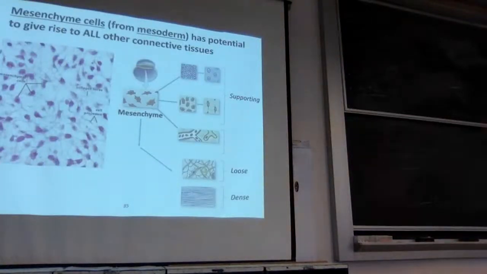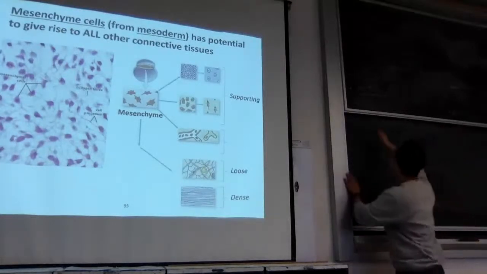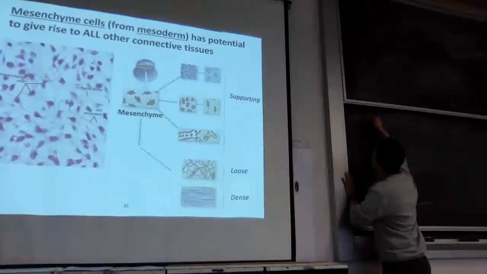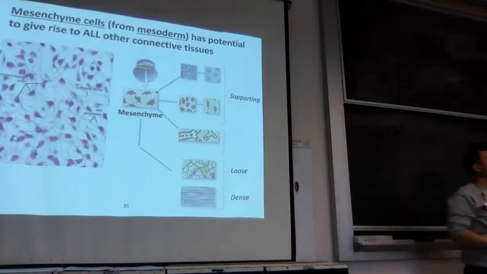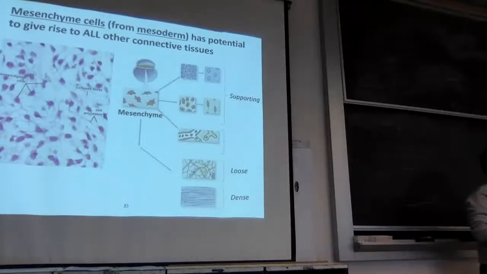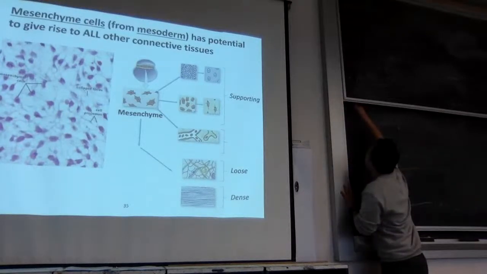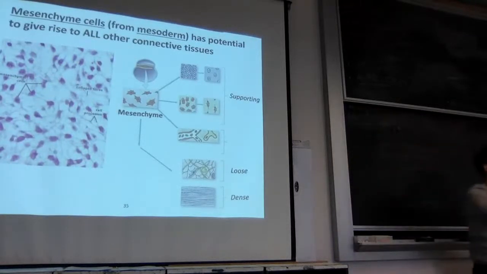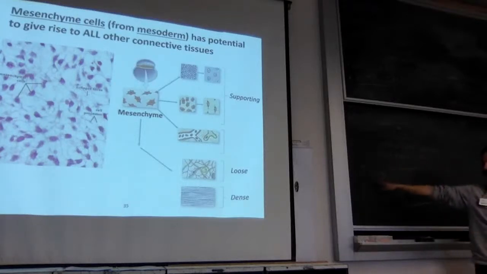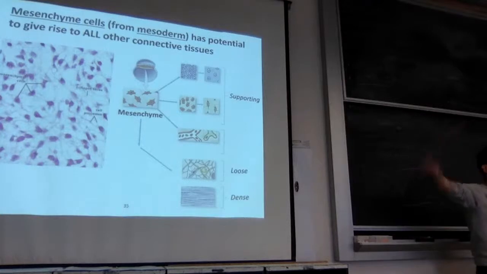Before we can talk about all these three different types, what gives rise to all connective tissue is a tissue called mesenchyme. Mesenchyme is a term for embryonic connective tissue. What germ layer did this come from? The mesoderm. The mesoderm can give rise to muscle. It can give rise to mesenchyme. Mesenchyme is the precursor to all connective tissues, whether it's connective tissue proper or supporting or fluid.